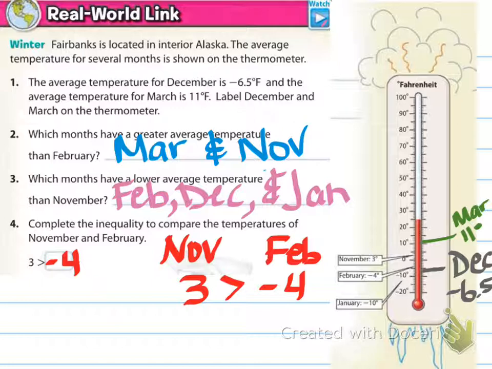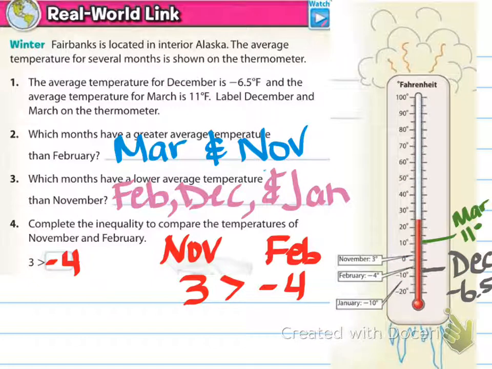For number 2, which months have a greater average temperature than February? So if February was my cutoff point, the ones that are above that would be November and March. And then for which months have a lower average temperature than November, November being my cutoff, now I've got February, December, and January.